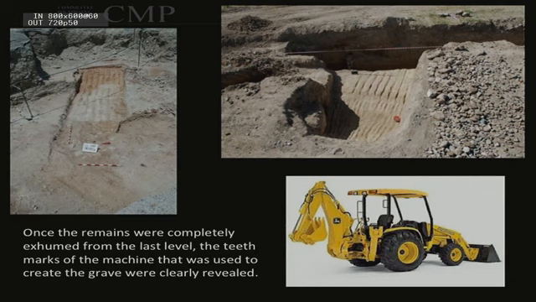And the evidence is very important. In these two pictures, you can see that the remains were completely removed from the last level. After the cleaning, you can see very clearly the teeth of the machine on the surface. This is very important evidence for us that they made this grave with this machine. So you can focus on this group. If the archaeologists didn't do their job very well, maybe you can never have this information.